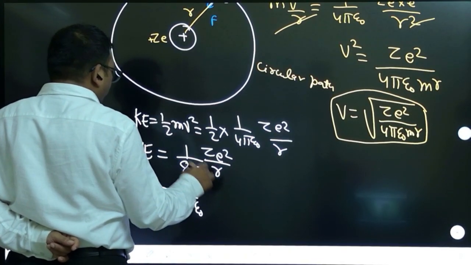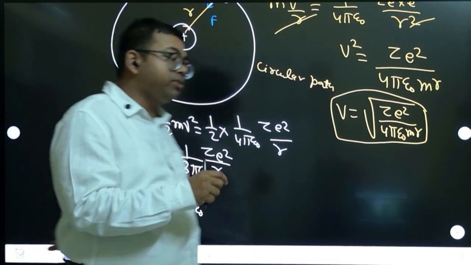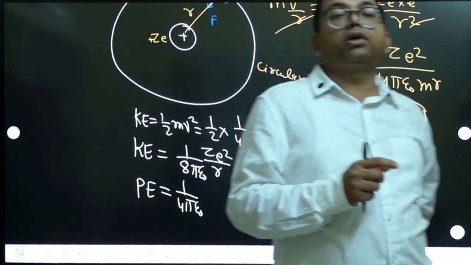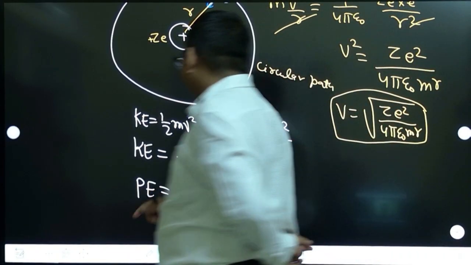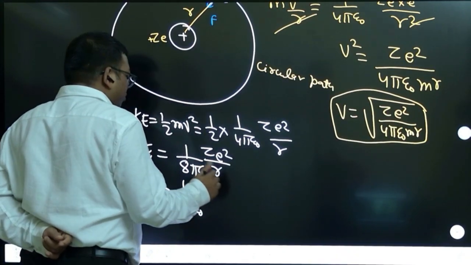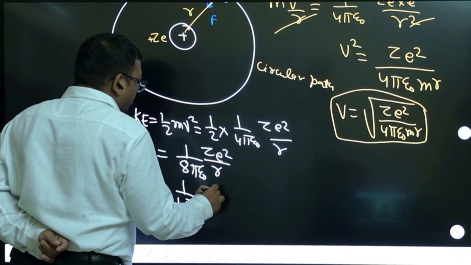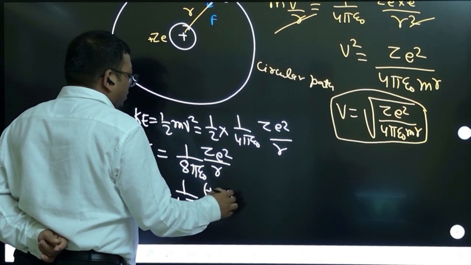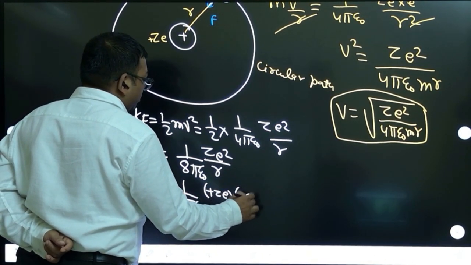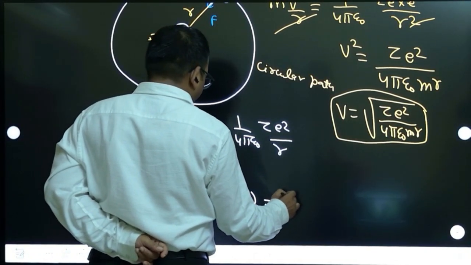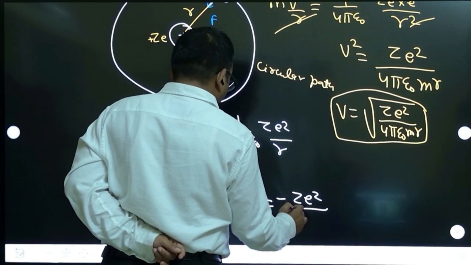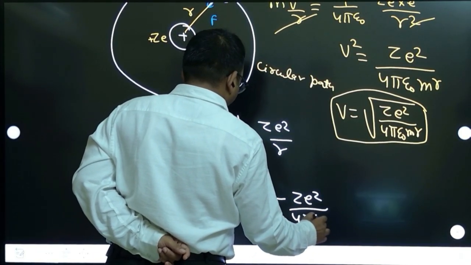Charge is, now here in potential energy we have to write the proper sign, you know that. k q1 q2 by r, we should write the proper sign. So k is 1 by 4 pi epsilon naught q1 q2. So plus Ze, which is the charge of the nucleus, and this is minus e, k q1 q2 by r. That becomes minus Ze square by 4 pi epsilon naught r.